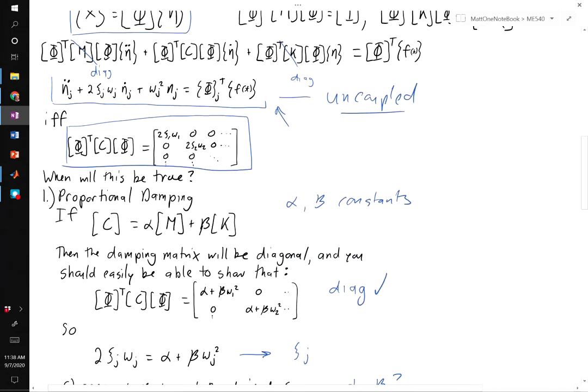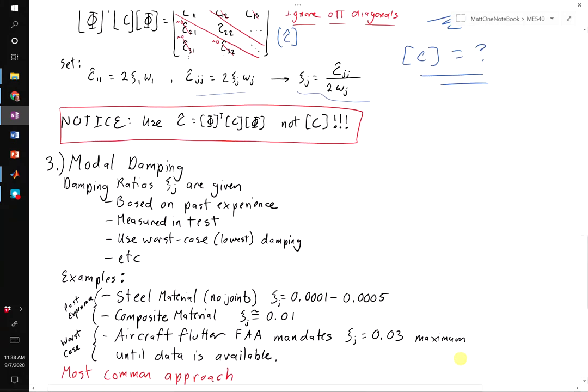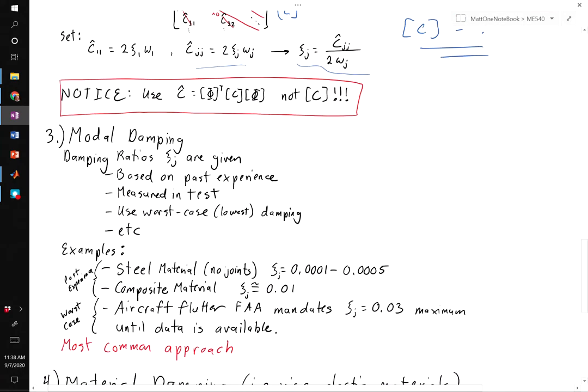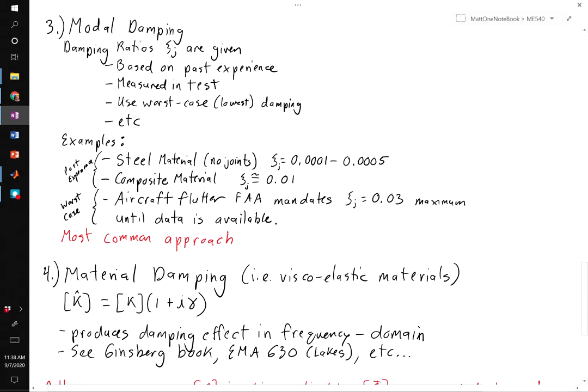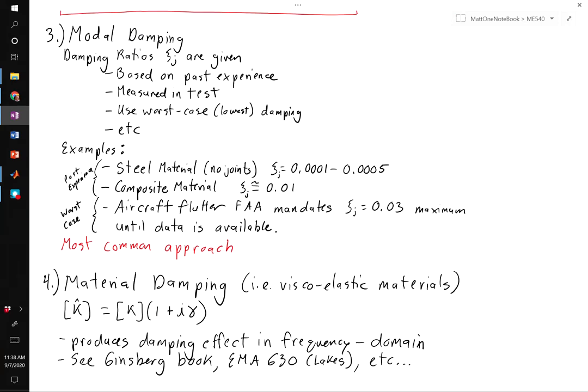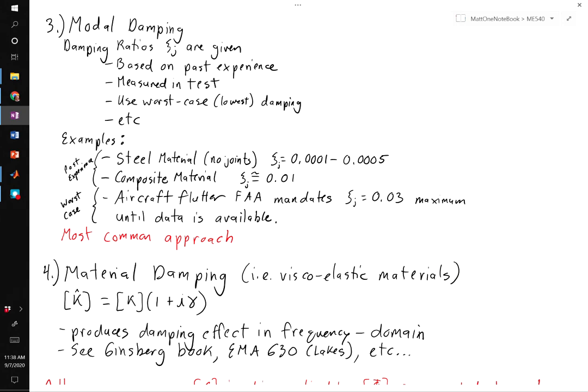Similarly with the bolted joints and all of these. So anyway, if we don't have C, and this is actually very often the case, then we just use what's called the modal damping approach. And basically, in this approach, we just take the equations that we get with mass and stiffness.